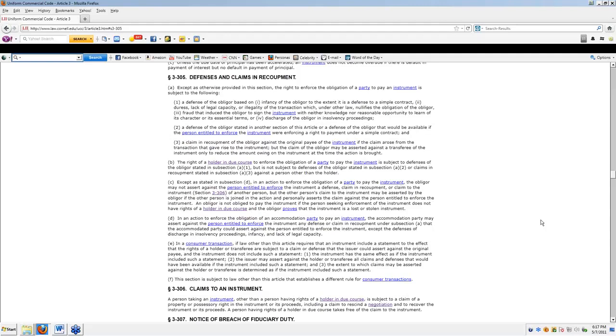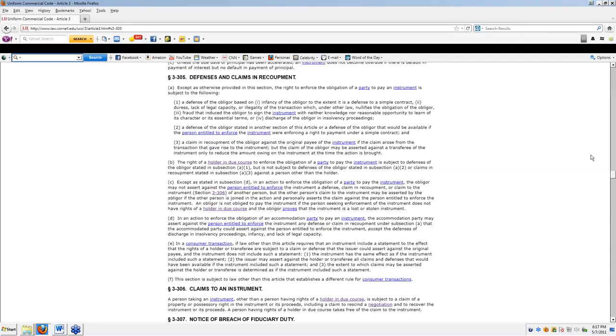And also, if you read this, it says, an obligor is not obliged to pay the instrument if the person seeking enforcement of the instrument does not have rights of a holder in due course. Right, and they can't have rights of a holder in due course. There's no possible way they can have rights of a holder in due course because they're not. Can never be the holder in due course.